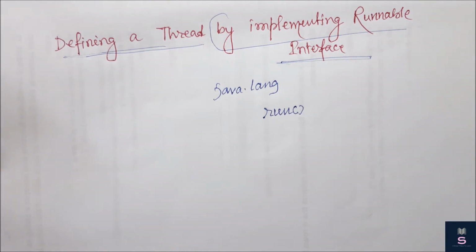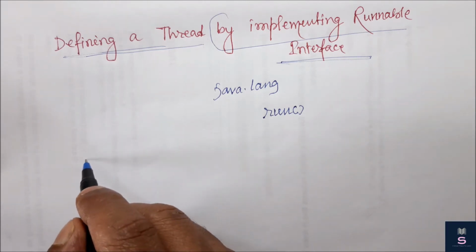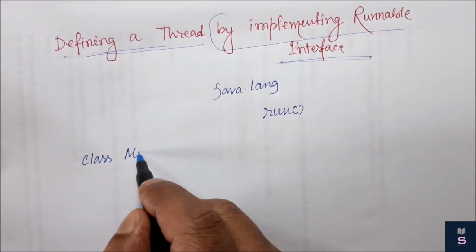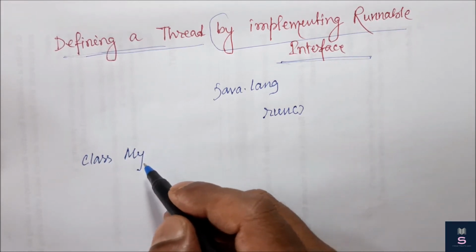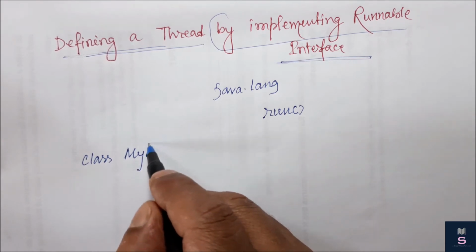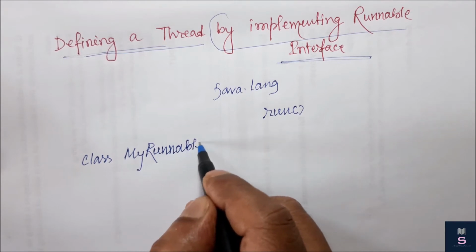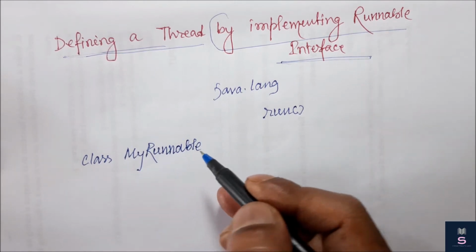Let us see, if I want to define a thread by using the Runnable interface. For example, I am writing a class whose name is MyRunnable. You can take any name, no problem. This is just a name, you can give any name.